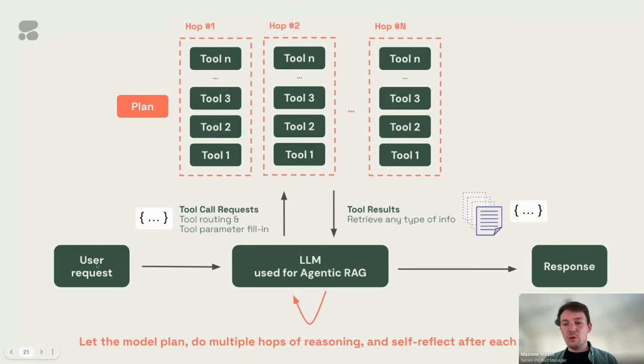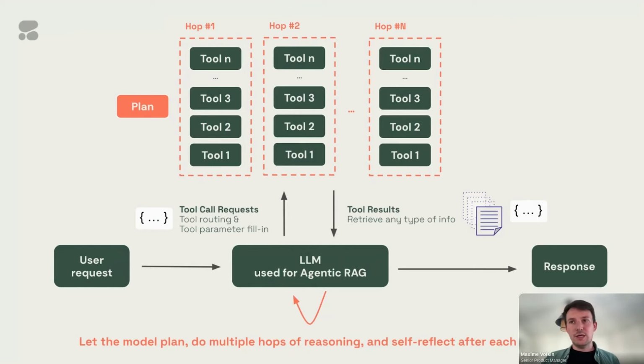So you start with the user request in the bottom left. The question might be a bit complex and require many steps of reasoning. And the large language model is going to generate a plan around how to tackle that question. It is going to start executing the first step of the plan. This is going to give it some tool results that the model will analyze, self-reflect, and decide that it needs to do a second step to answer the second part of the question.